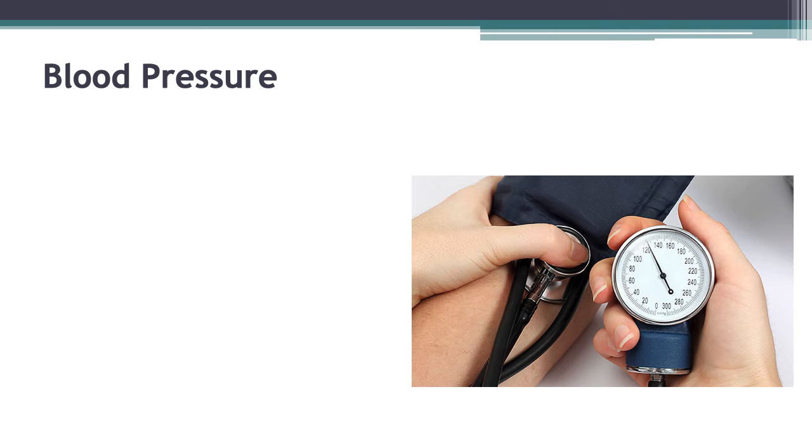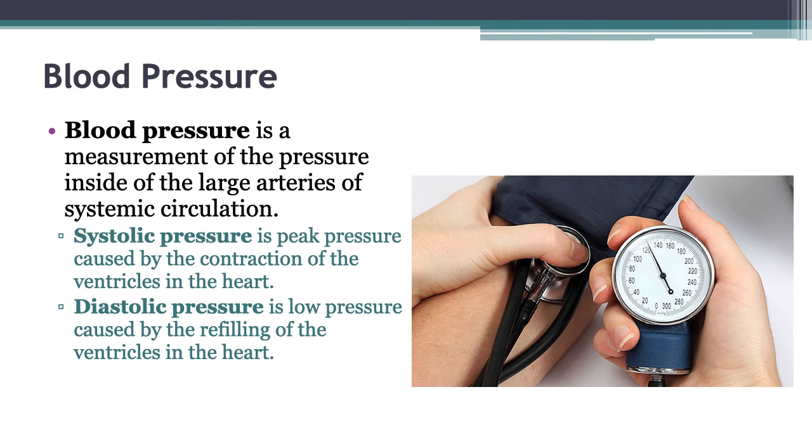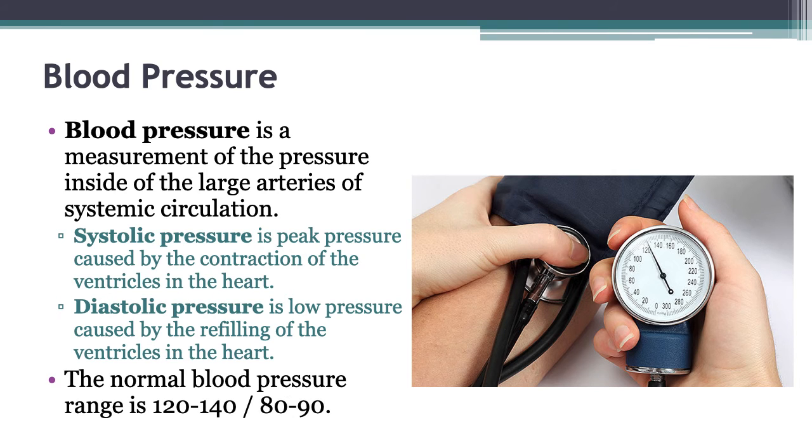Blood pressure. Blood pressure is a measurement of the pressures inside the large arteries of systemic circulation. Systolic pressure is peak pressure caused by contraction of the ventricles in the heart. Diastolic pressure is low pressure caused by the refilling of the ventricles. Normal blood pressure is 120 to 140 over 80 or 90. So the systolic is 120 to 140, and the diastolic is 80 to 90.